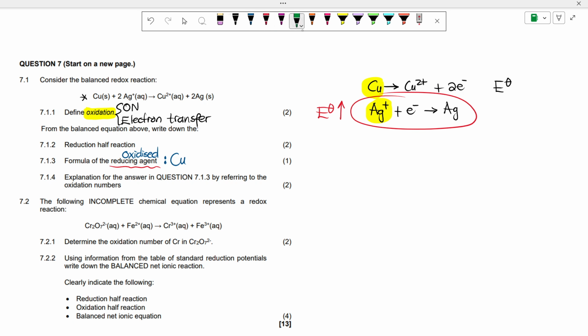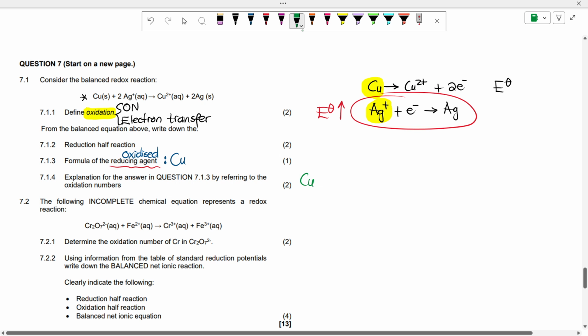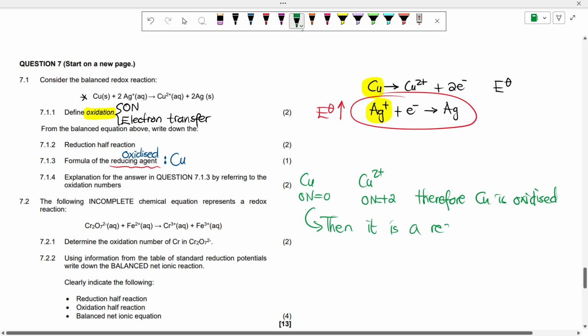Let's now prove it. Copper on the reactant side has an oxidation number of 0, and copper on the product side has an oxidation number of +2. So we can definitely see that for copper, you're going to say this first, and then you can say that therefore copper is oxidized. Then if copper is oxidized, you conclude by saying it is a reducing agent.